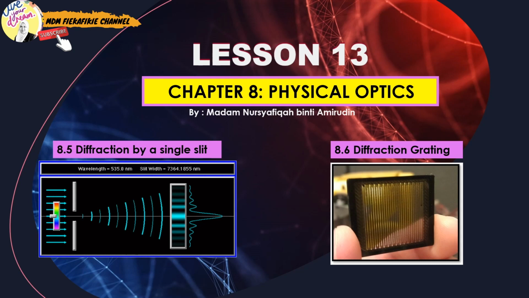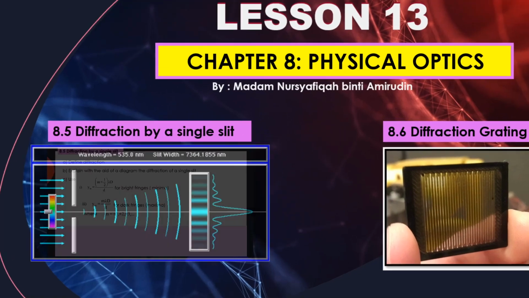So let's continue lesson 13 and we are still in chapter 8, which is physical optics. And for my part, I will continue with 8.5 under subtopic diffraction by a single slit, and then 8.6 under subtopic diffraction grating. So let's start. Okay, so we start with 8.5 first, which is diffraction by a single slit.